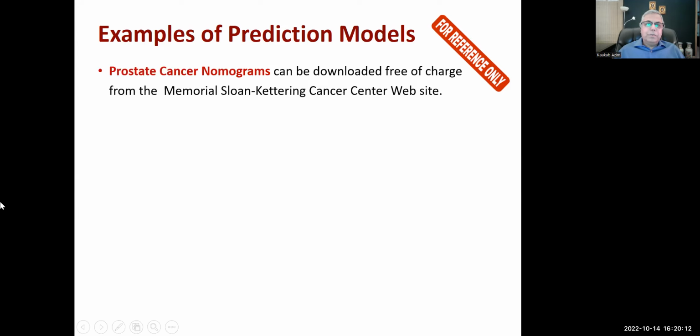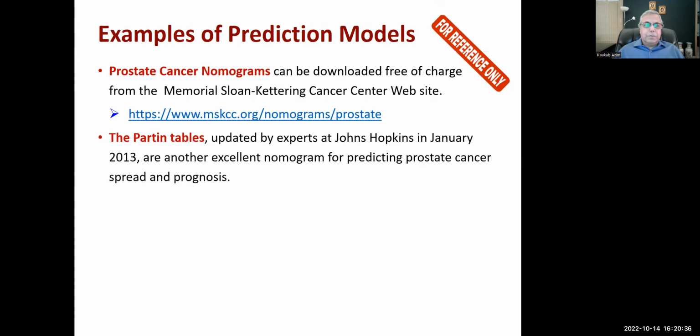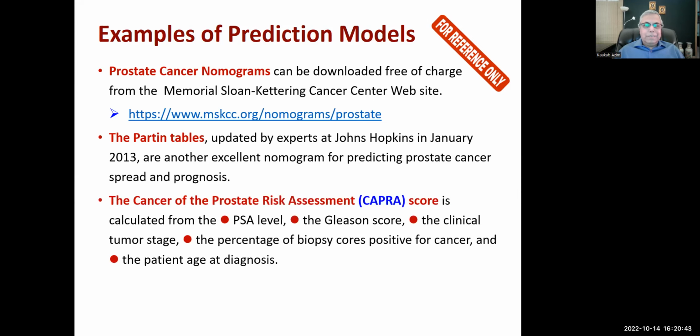Here are a few examples: prostate cancer nomograms that have been developed by Memorial Sloan Kettering Cancer Center. They are available at this website, so you can go to this website and you can put in the variables they are asking for, enter them, and get the prediction status. Okay, Partin tables updated by experts at Johns Hopkins, again used for developing prediction models. Cancer of the prostate risk assessment that we have discussed in one of the previous slides as well.